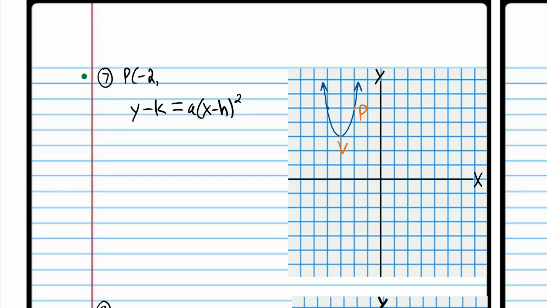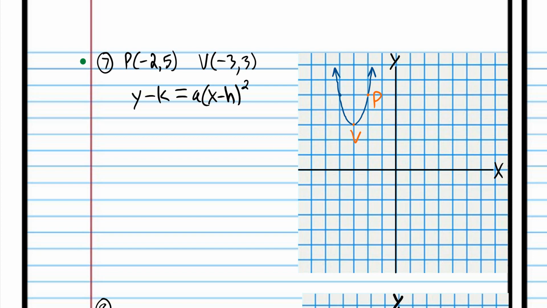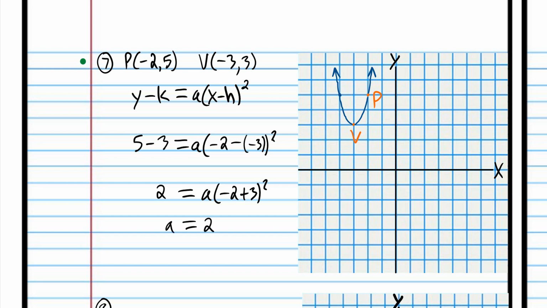Okay, we're back. So the point on the parabola is negative 2, 5, and the vertex is negative 3, 3. And so the y value of the point is 5, the y value of the vertex is 3. The x value of the point is negative 2, and the x value of the vertex is negative 3. So we have 2 is equal to a times negative 2 plus 3 squared. And simplifying that, we get a is equal to 2.